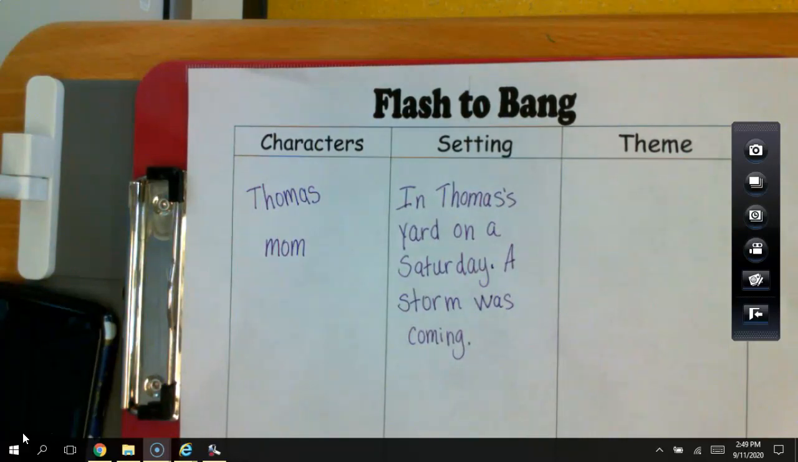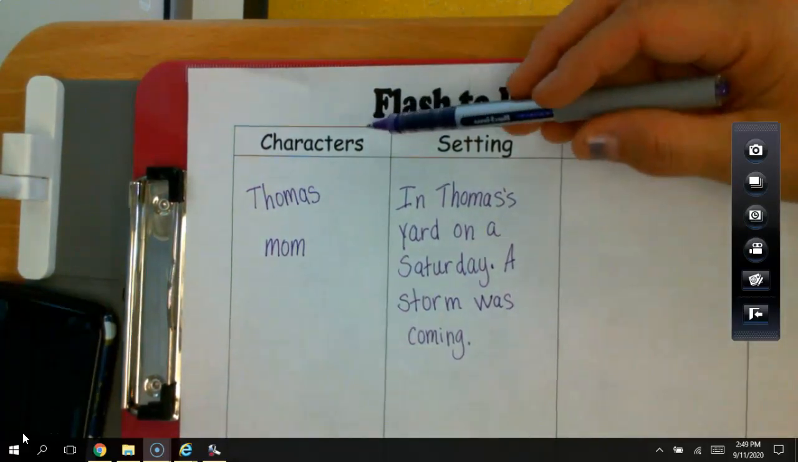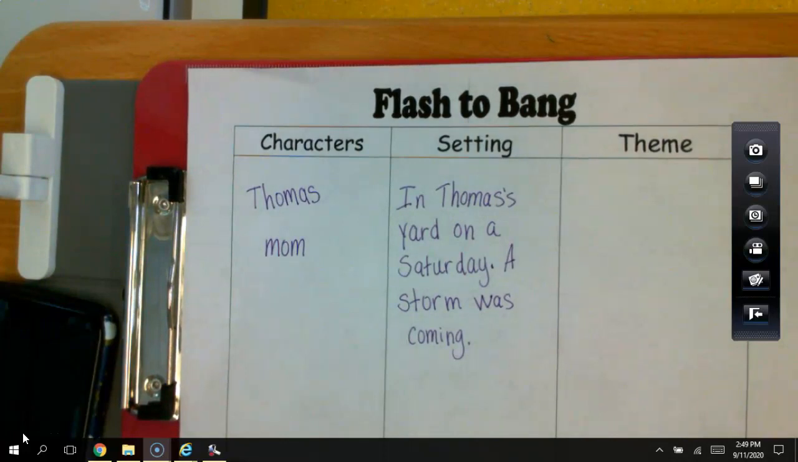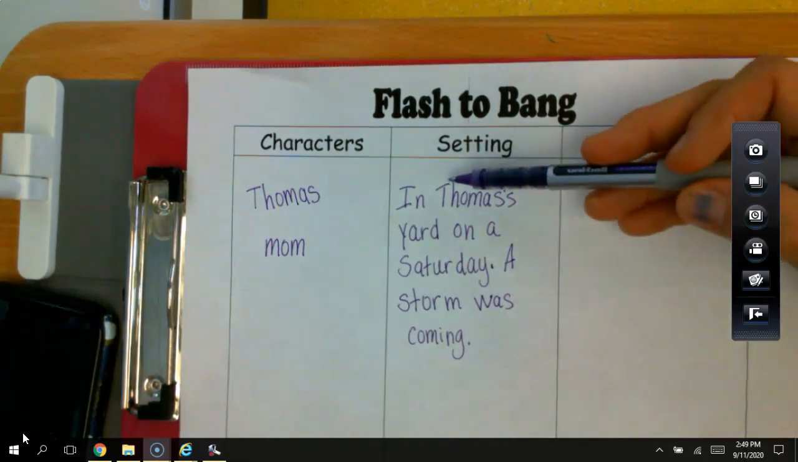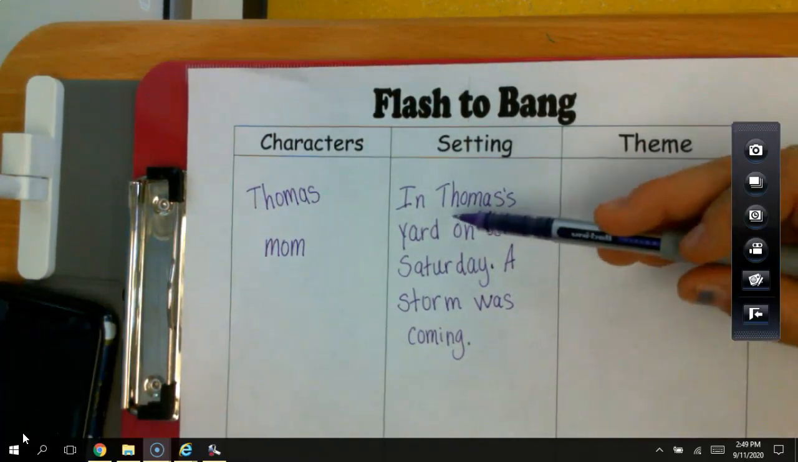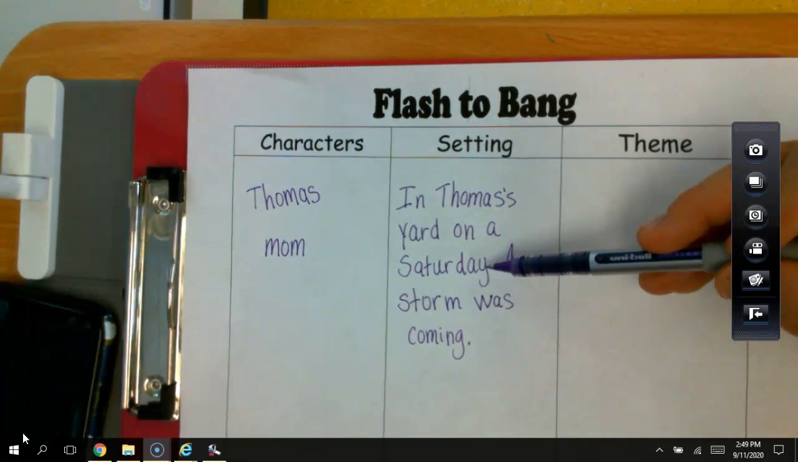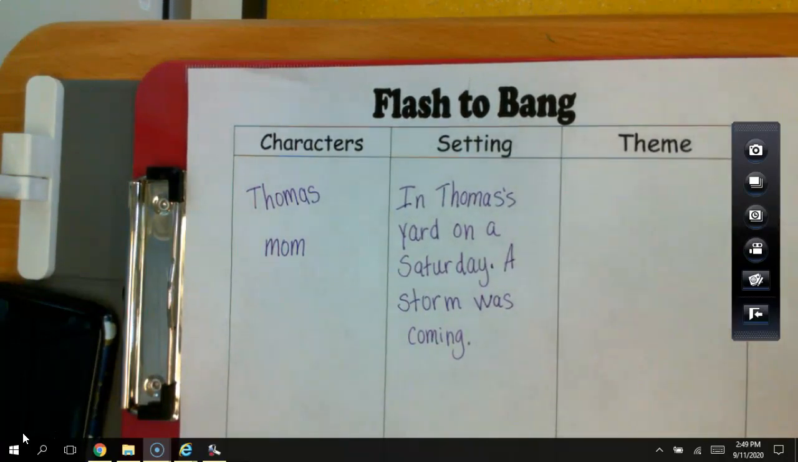Okay, good job, boys and girls. So we have our characters. We have Thomas and the mom. And then the setting is where and when the story takes place. We know it takes place in Thomas's yard, and we know it's on a Saturday, and a storm was coming.